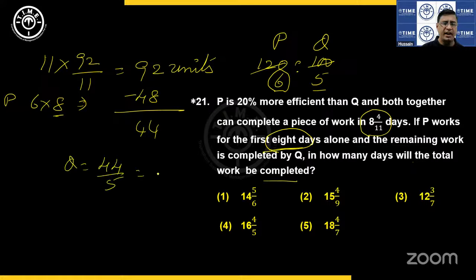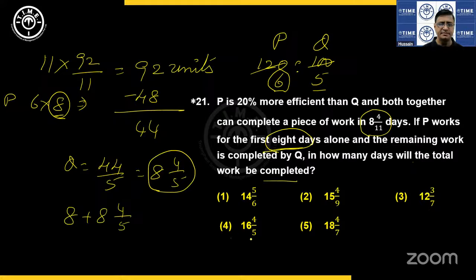That is 8 and 4/5 days. What is the total number of days? 8 days plus 8 4/5. 8 plus 8, that is 16, plus 4/5. 16 4/5. Right answer is option number 4. Choice 4 is the right answer.